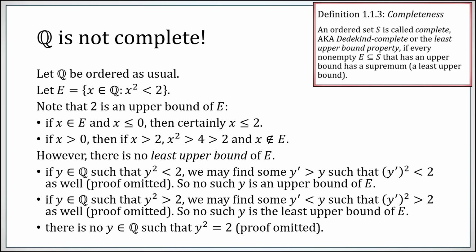We also leave out a proof of the classical fact that there is no rational number whose square is equal to 2. So what do we have? Anything whose square is less than 2 cannot be the supremum. Anything whose square is bigger than 2 cannot be the supremum. And there isn't a rational number at all whose square is equal to 2. Therefore, there is no rational number that is a supremum of this set E. So the rational numbers are not complete. This set E is bounded above, but does not have a supremum.